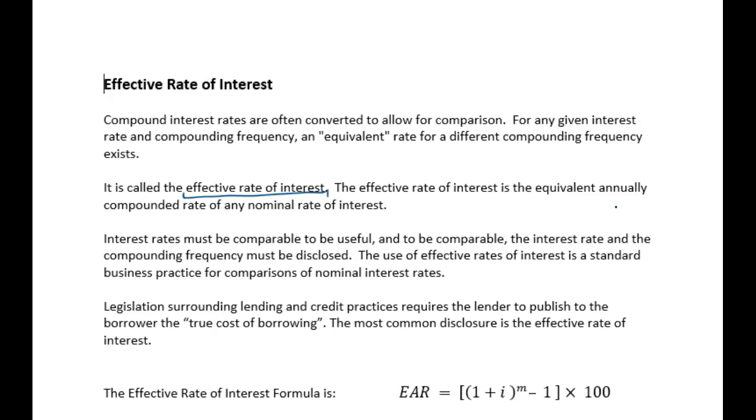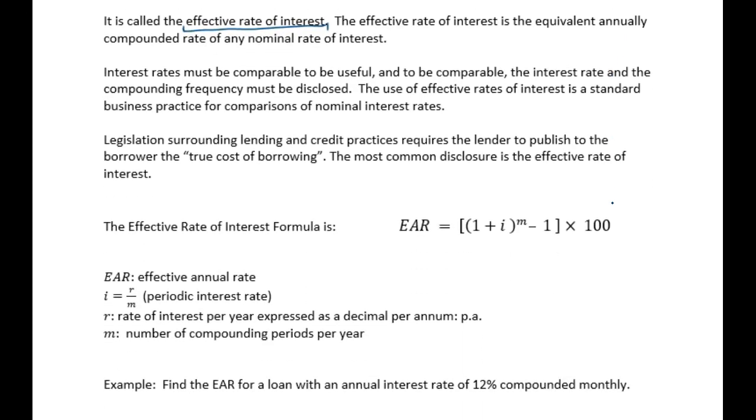So there are reasons for this happening. One of the reasons is that legislation surrounding lending and credit practice requires the lender to publish what we call the true cost of borrowing. And a lot of people disclose this as what we call the effective rate of interest. So again, just making them comparable using the compound periods related to it.